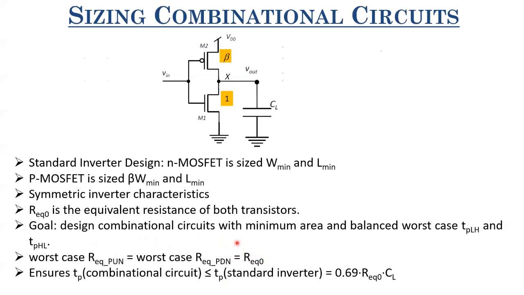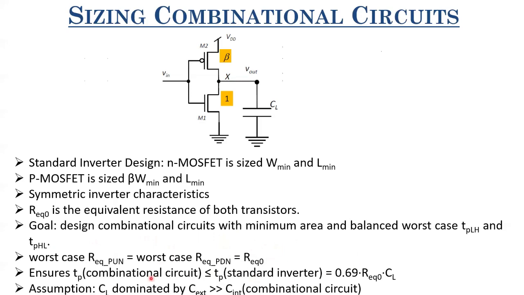However, there is an inherent assumption here. The assumption is that CL is dominated by C external. That is, C external is pretty large as compared to C internal of the combinational circuit. Otherwise, when you size the combinational circuit, C internal will increase and CL will increase.